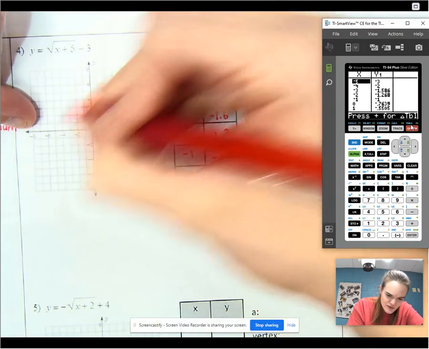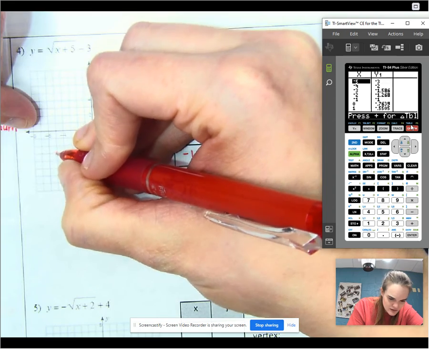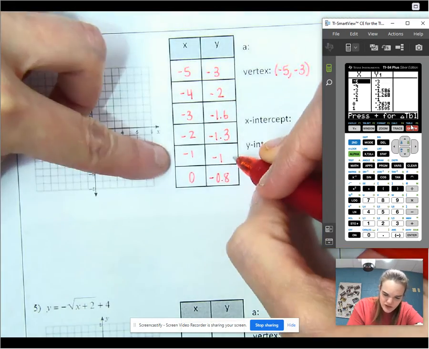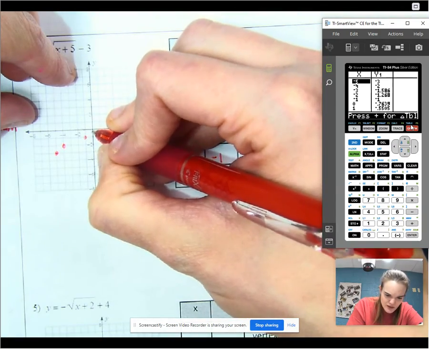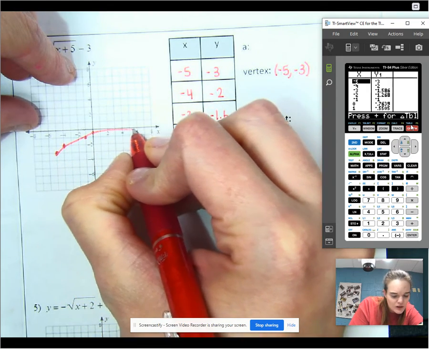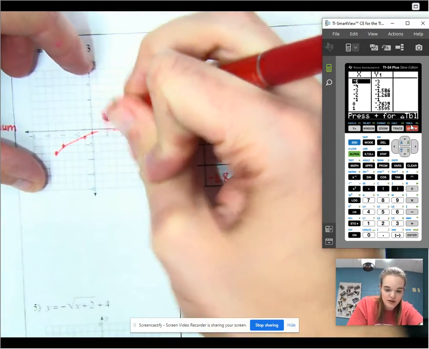Negative 5, negative 3, negative 4, negative 2. I'm going to skip down to the next whole number. Negative 1, negative 1, 0, negative 0.8. The only reason to remember I'm graphing that is because that means it's going to cross. We're probably going to see it cross pretty soon. I just don't know where.